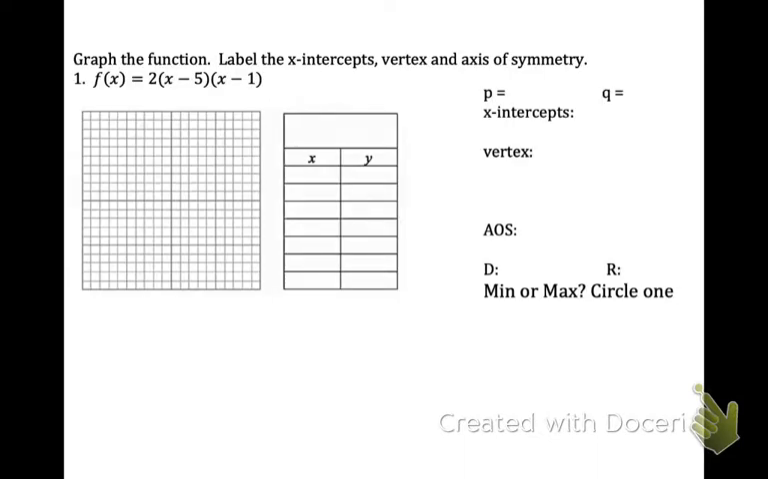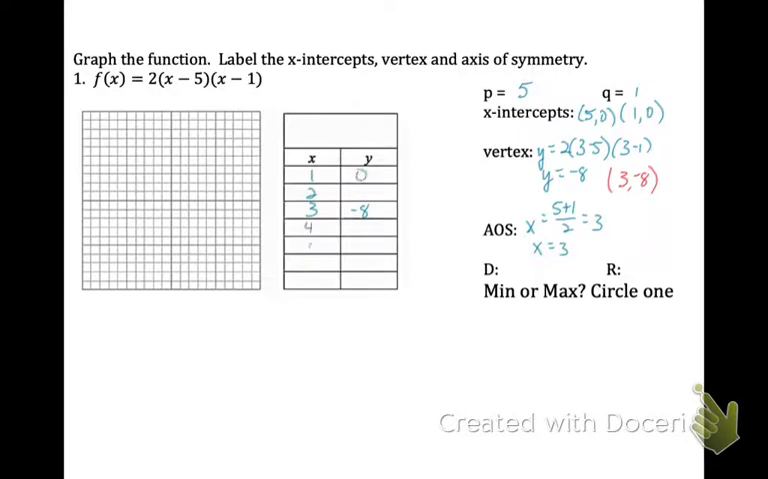All right, welcome back. For this graph, you should have found that your p and your q values are 5 and 1. So your x-intercepts are (5, 0) and (1, 0). So finding that axis of symmetry, adding up your p and q and dividing by 2, you find that x equals 3. When you plug that into your equation, you'll find that y equals negative 8. So I have my vertex of (3, -8), and then I fill in my table, noticing that 2 of my values are my x-intercepts.